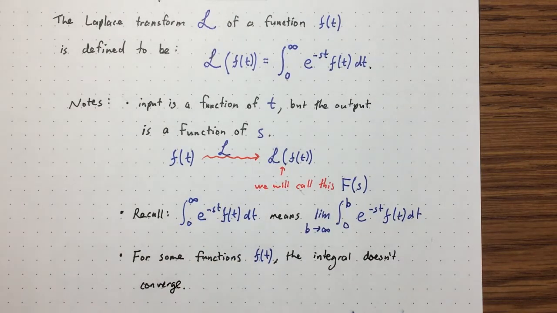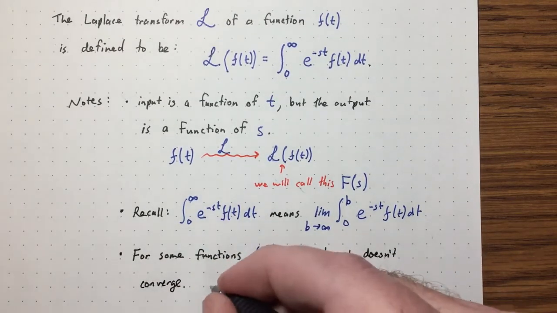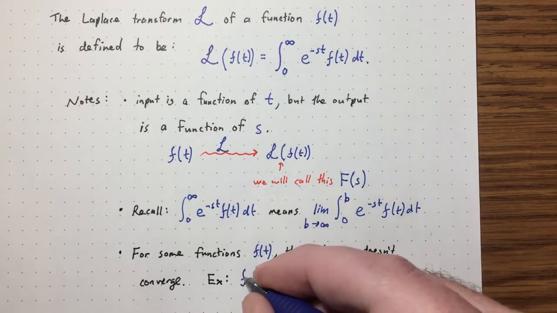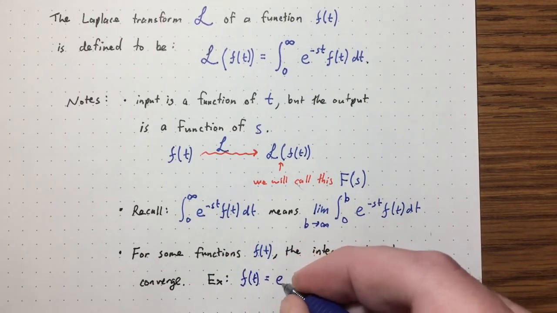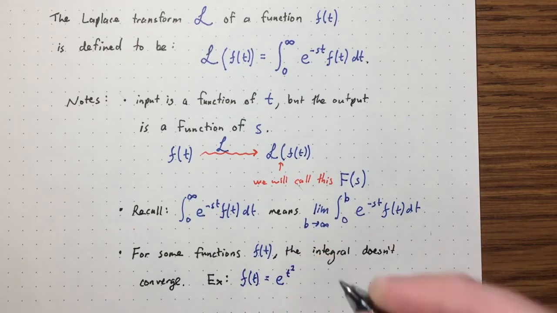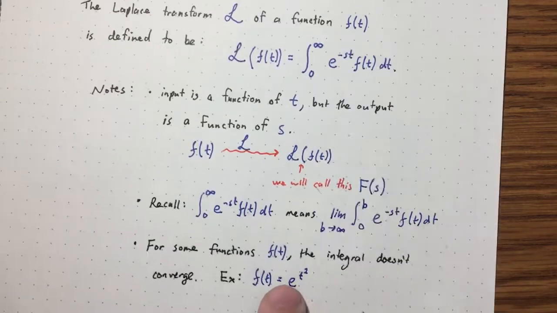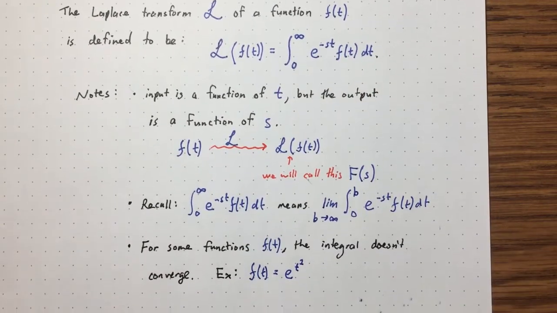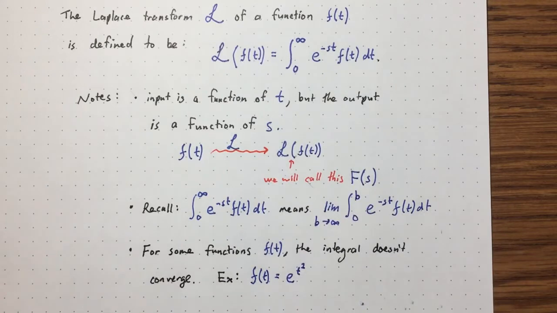And typically this happens for very fast growing functions. So here's an example. If f of t were the function e to the t squared, then if we plug that in for f of t, it turns out this integral does not converge. There's not a finite area under the curve.